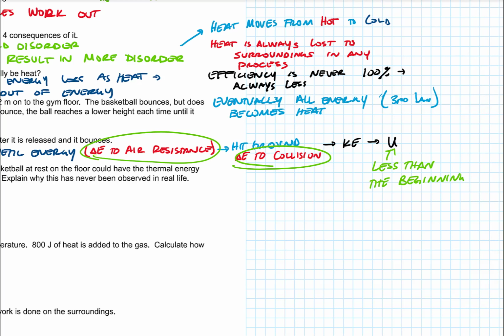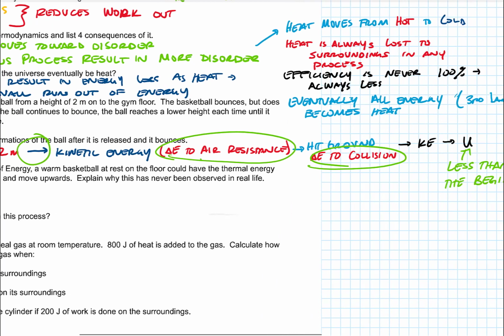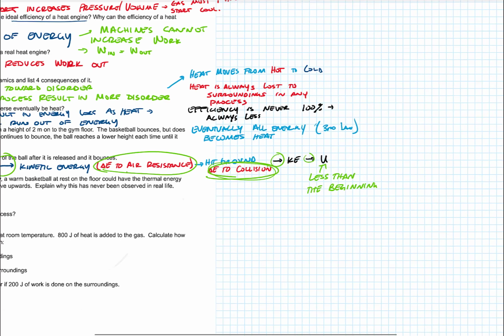At every step along the way, we were losing energy, right? So as we fall, we lose energy to air resistance. When we hit the ground, we're going to lose energy in that collision. As we come back up, we're going to lose energy to air resistance. Every step along the way, we're losing energy. That's why we're going to have a lower and lower height.